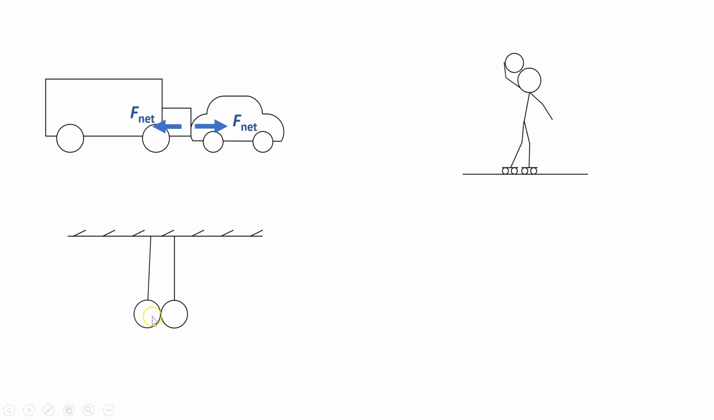When the pendulums collide, the one here gets pushed to the left, and this is pushed to the right by the other guy. As the person throws the ball, she pushes the ball to the right, so she feels a force to the left, as the ball feels a force to the right. Those forces are all equal, just in opposite directions.